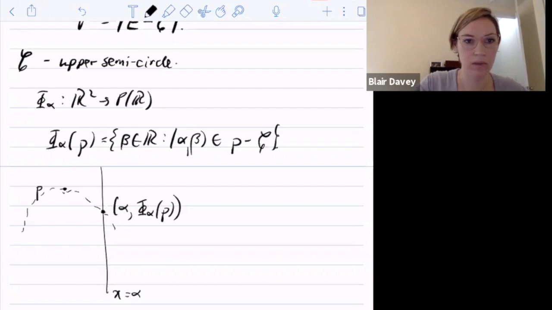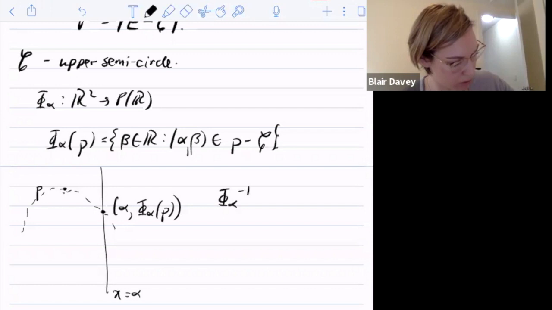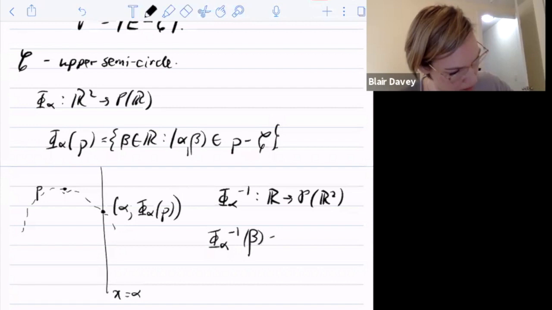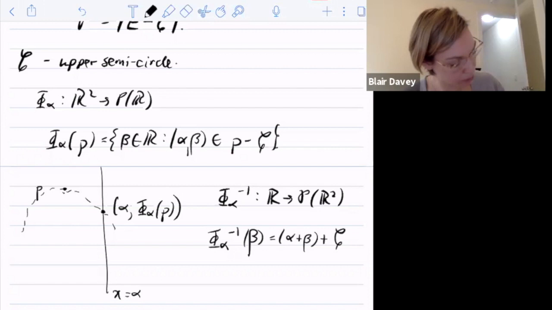And then the inverse map, phi alpha inverse, goes from R to the power set of the plane, and phi alpha inverse of beta is equal to (alpha, beta) plus C. So that means that if I take P, I project alpha, phi alpha of P, and then the pre-image will just be the curve that passes through both P and that intersection point, (alpha, phi alpha of P).